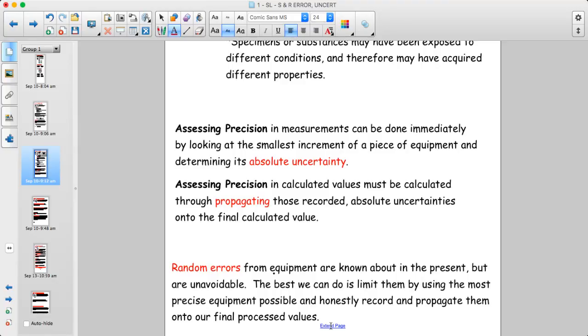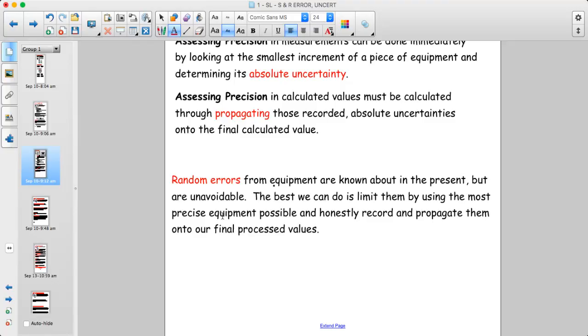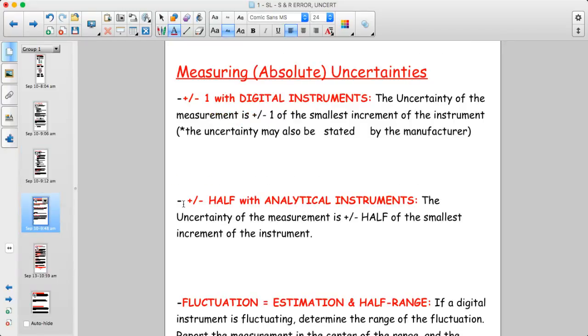So we try to limit those random errors as best we can, but we're not going to be able to ever get rid of some of the uncertainty in our measurements. There's always going to be some, and so the best we can do is process it and report it with our final values. Right? So these are the rules for recording uncertainties.